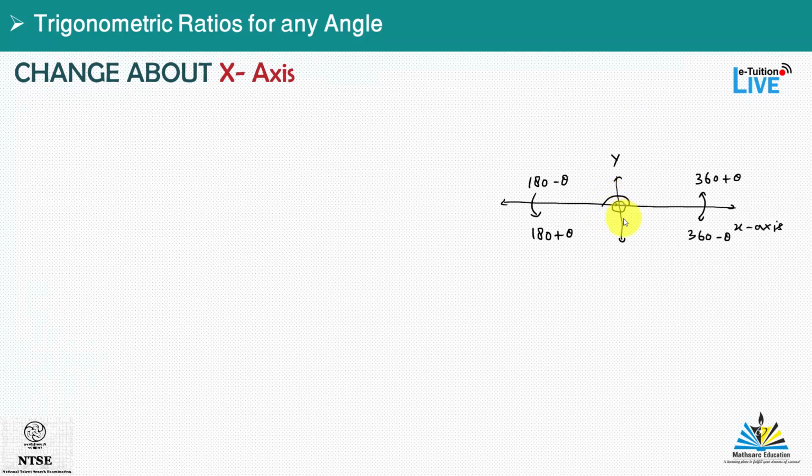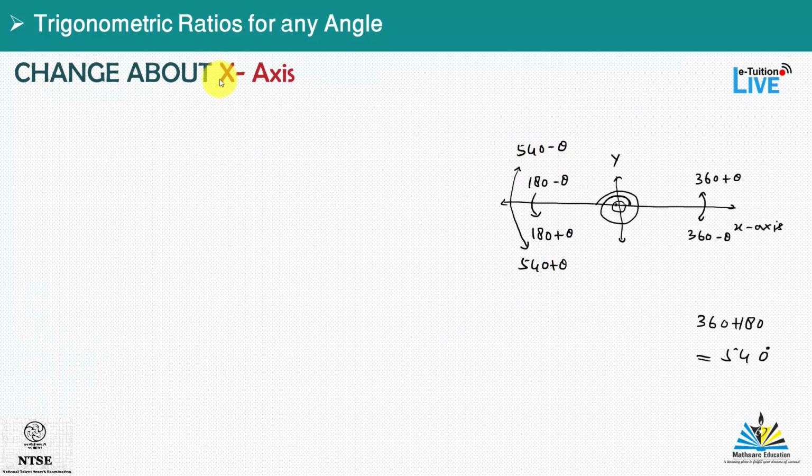You can have more angles as well. Since this is 180, if you complete one circle and one half circle, then you will have 360 plus 180, that is 540 degrees. So if you need more angles, this is 540 plus theta, and this is 540 minus theta.